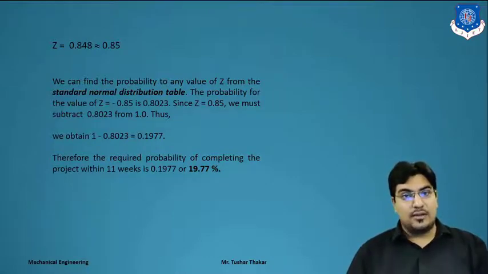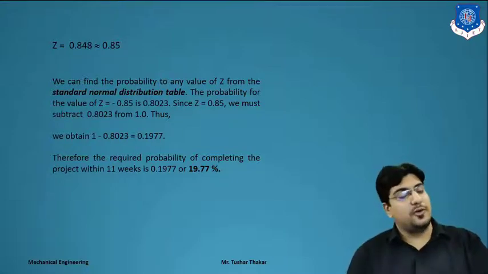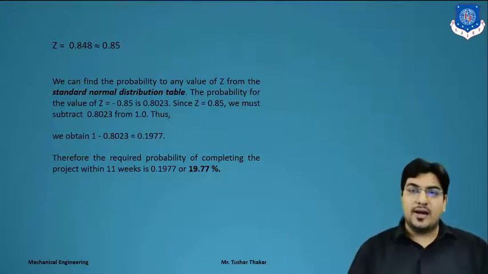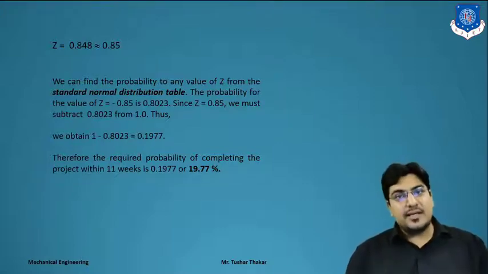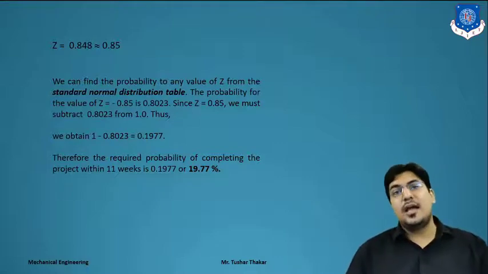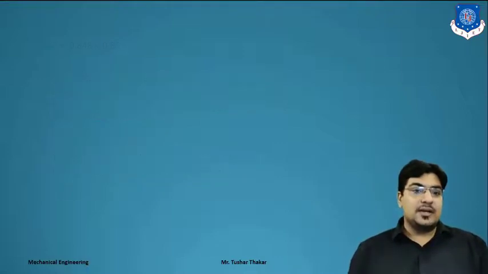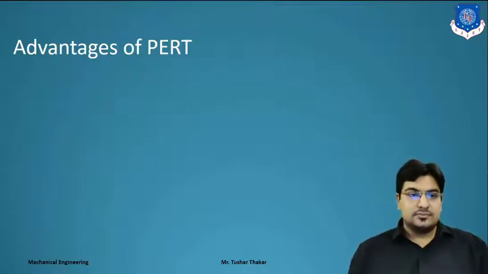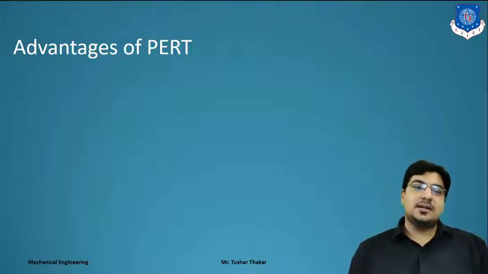I think you got my point. Clear? So what we have to do in the critical path method, we have to find out the different floats. Here we have to find out expected time, standard deviation, and if any targeted weeks are given, then we find out the z-score. And for the z-score, we select the z value from the standard normal distribution table, and according to that we find out the probability. Clear? So in the next lecture, we have to learn the advantages of PERT.